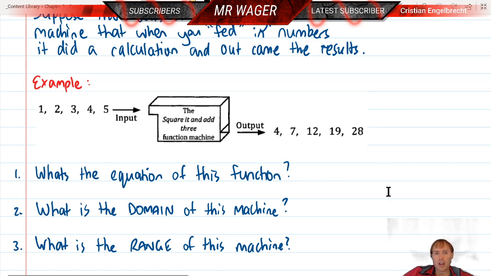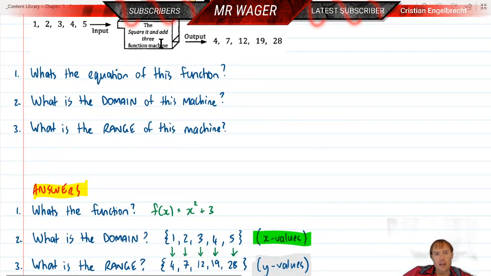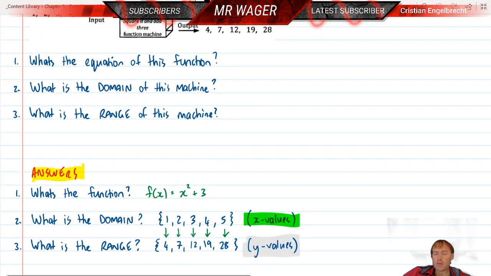Again, if you want to pause the video and try this for yourself, I really encourage you to participate this way and not just do nothing during this time. The function in this example, square it and add 3, is x squared plus 3. That's what the function is. That's the equation of the function.